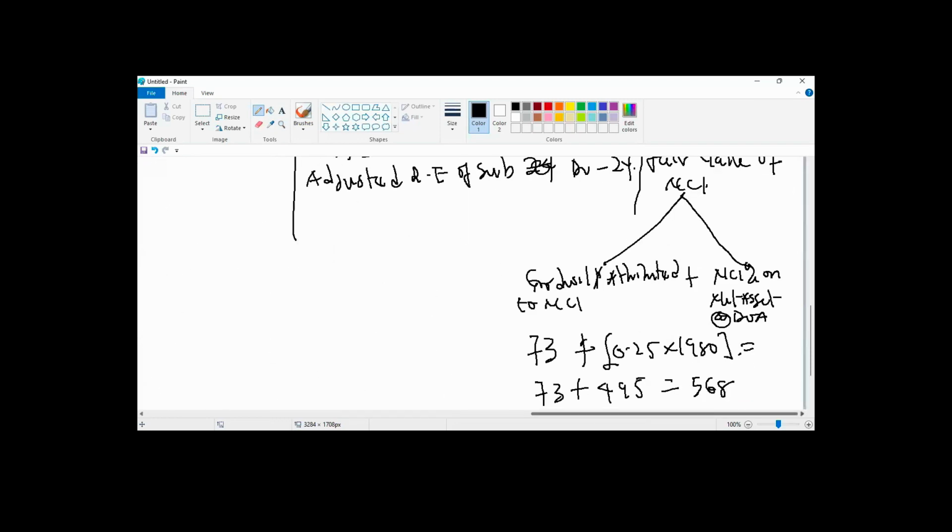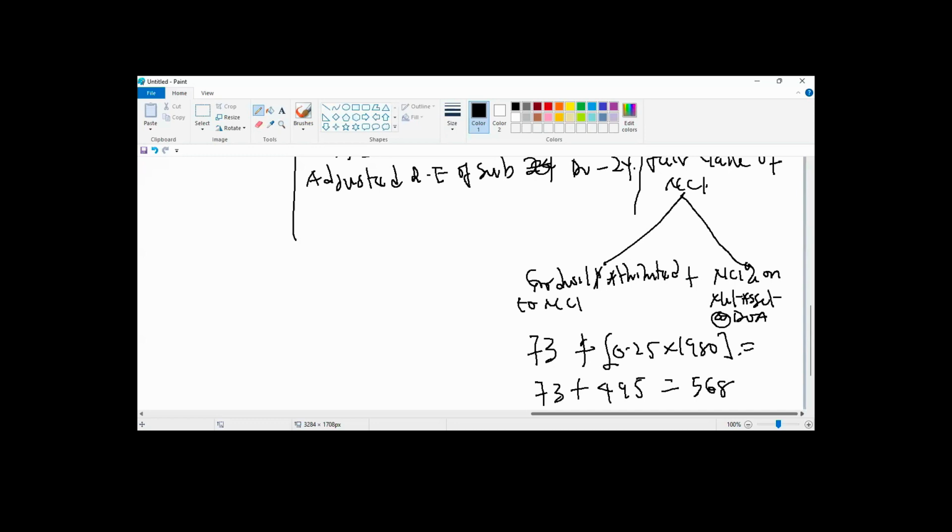This is option two: fair value of NCI. I will derive the fair value of NCI, which is the goodwill attributed to NCI plus the NCI percentage of the net assets. When do I do this? When they give me the goodwill attributed to NCI, to get the total fair value of NCI, which is 568.